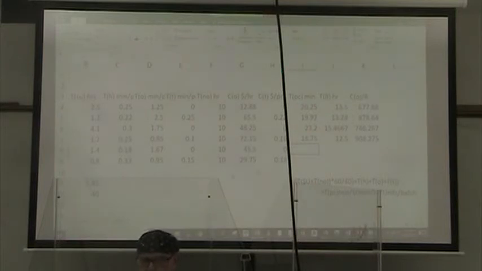So plus the 0.16 times, did you say 40? The batch size? The 0.16 is per piece, right? That's cost in tooling per piece. So yes, 0.16 times 40.